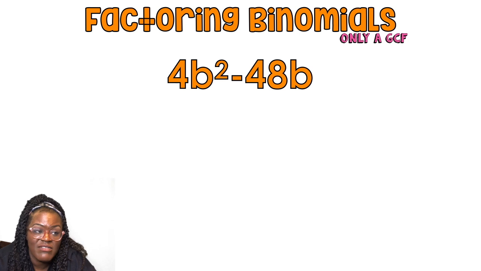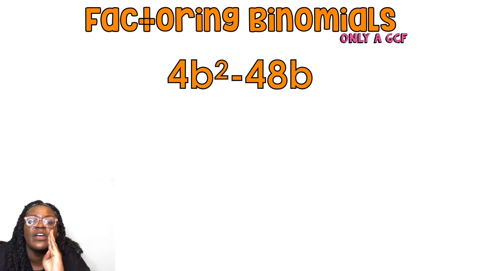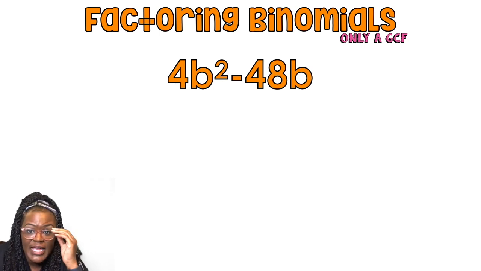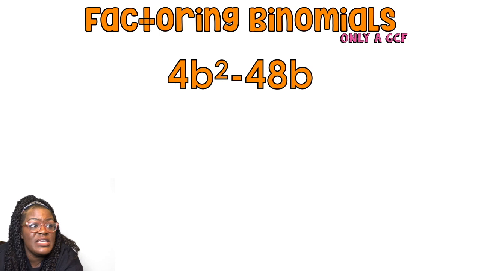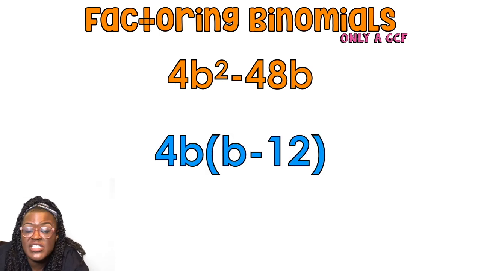4 and 48, what do they have in common? Well, they have 4 in common. What about b squared and b? After you look at your numbers, you look at your variables. So you have b and b squared. They have a b in common. So 4b is what I would call my GCF.